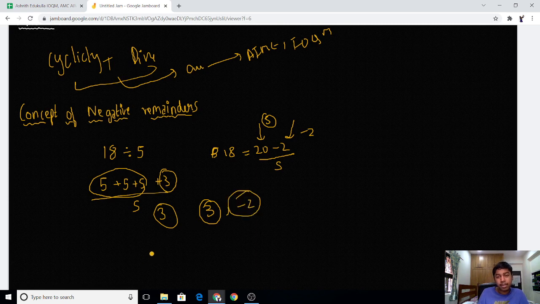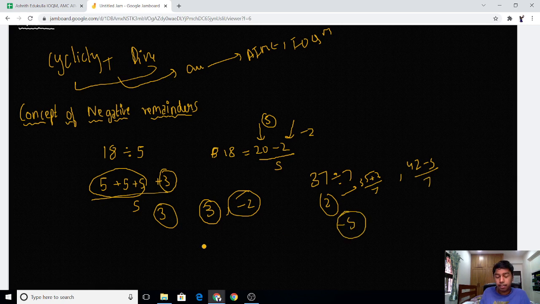So let me give another example. I have 37 and I'm dividing it by 7. So the remainder is 2. I'm writing it as 35 plus 2 by 7, or 42 minus 5 by 7, which is minus 5. So if I have a number and I'm getting the remainder 2 when dividing by 7, if I want to find the negative remainder, I'm just subtracting 7 from 2, I get minus 5. This is a short trick.